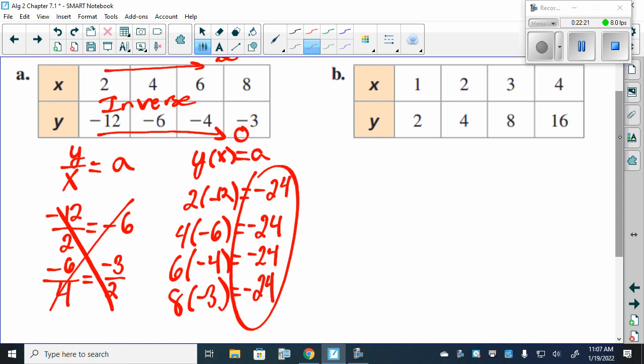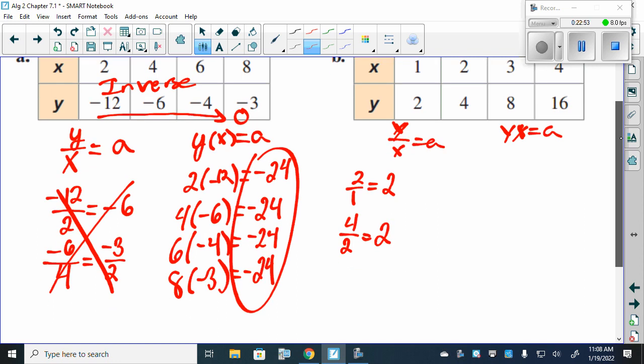Let's look at the next one. Y over x equals a, or y times x is equal to a. So we can try direct variation first, so we can say that, well, 2 divided by 1 is 2. The next one would be 4 divided by 2 is 2. Hey, this looks like direct variation, yes? But let's go on and try all of them just to make sure.